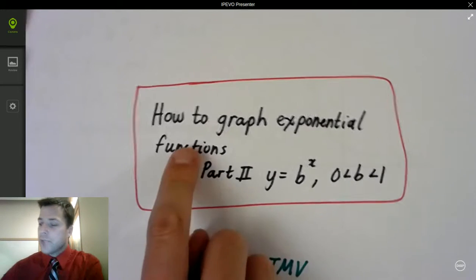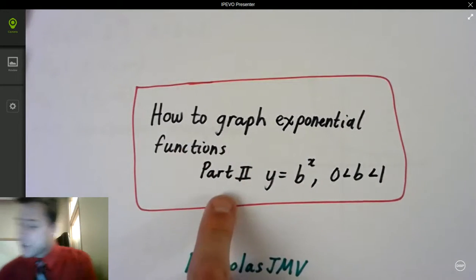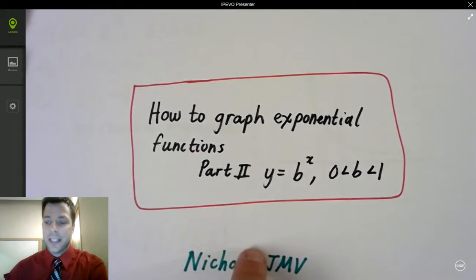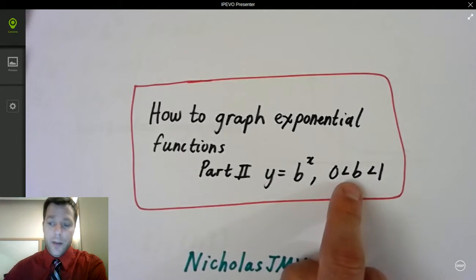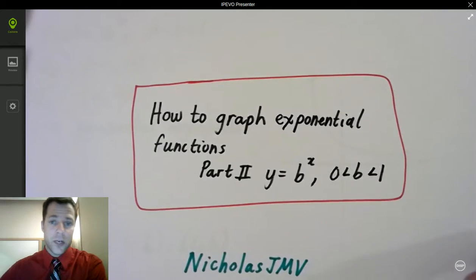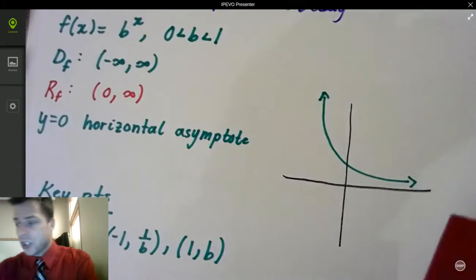Hey everybody, welcome to How to Graph Exponential Functions Part 2. This is Nicholas JMV, and today we're going to talk about y equals b to the x, but our b value is going to be between 0 and 1. This is what we call exponential decay.